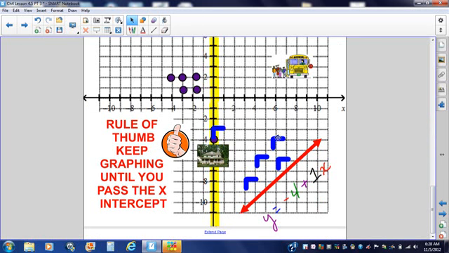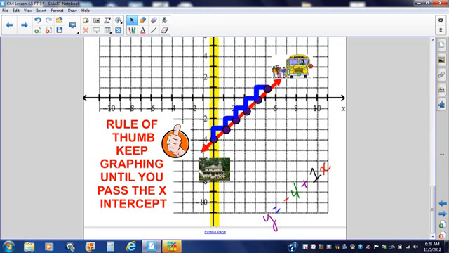Up 1, right 1. Rule of thumb, keep graphing until you pass the x-intercept. Up 1, right 1. These are my ordered pairs. Connect them with a line, arrows on both ends.